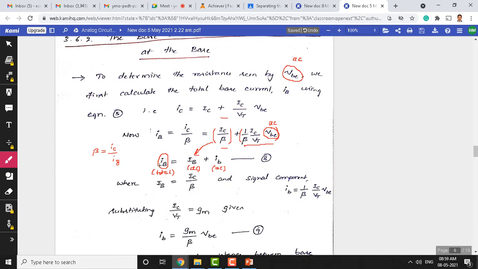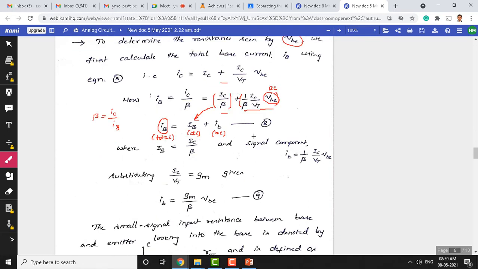So the total base current is the sum of the DC base current and the AC base current. In an amplifier circuit, we will have both components, the AC component and the DC component. This is an AC component because, as I already told you, the second term has an AC signal associated with this constant. Next we will move on to the other things here.